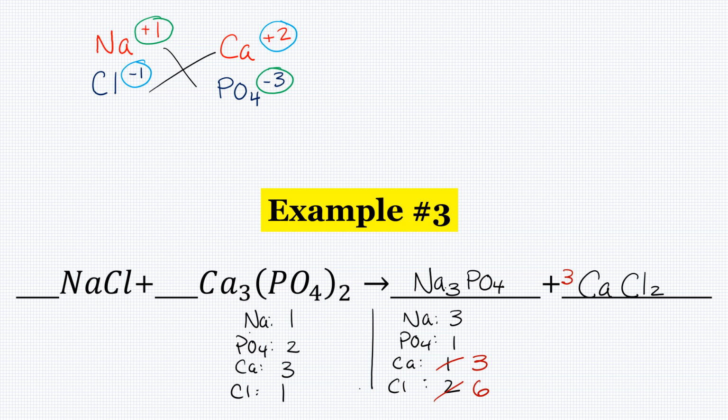Okay, so I need to balance out my calciums on the left side now. So I'm going to put a 6 here. That'll give me 6 sodiums and 6 chlorines. And then I just need to balance my sodiums now. So I'm going to put a 2 here. That'll get me 6 and 2. And we are balanced.